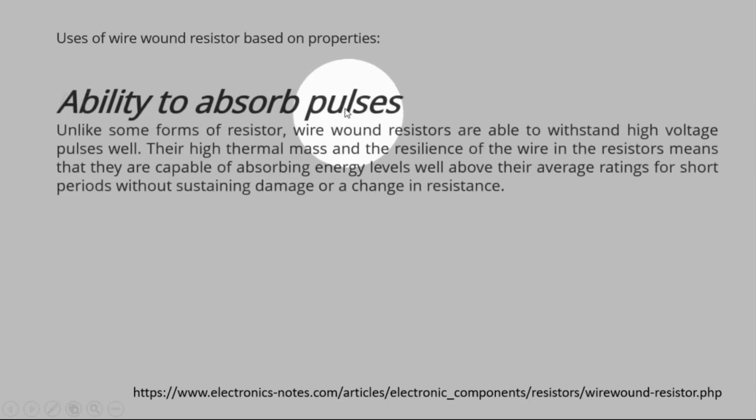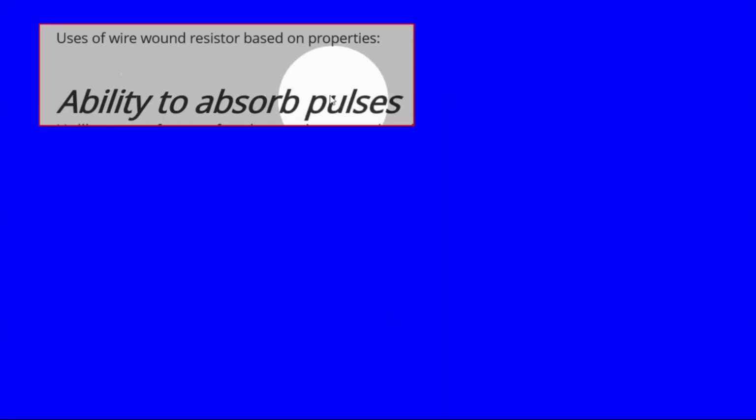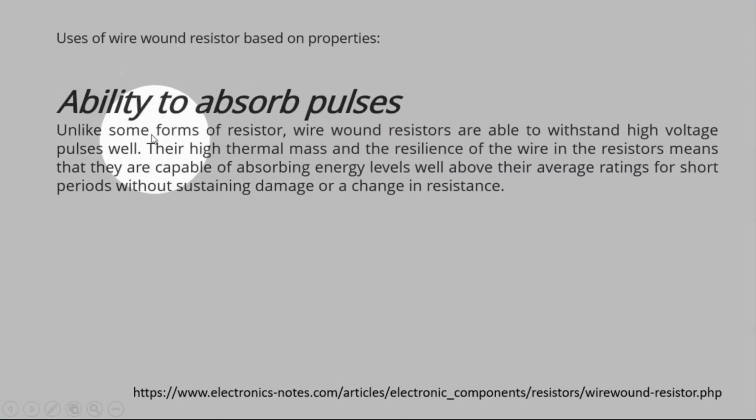Another one is the ability to absorb pulses. Unlike some other forms of resistors, this device is able to withstand high voltage pulses. They have high thermal mass and the resiliency of the wire, which means they are capable of absorbing energy levels above their average ratings for short periods without damage or a change in resistance.